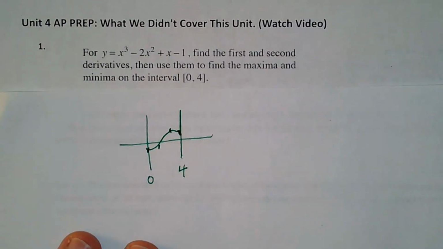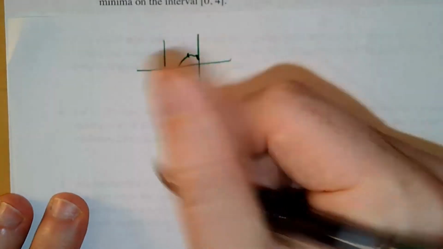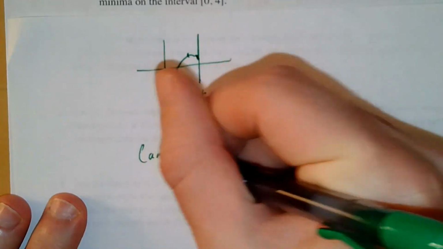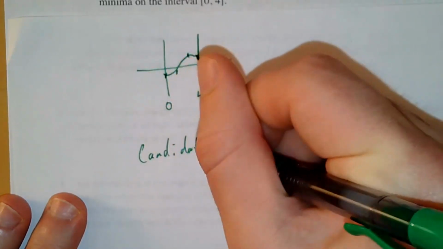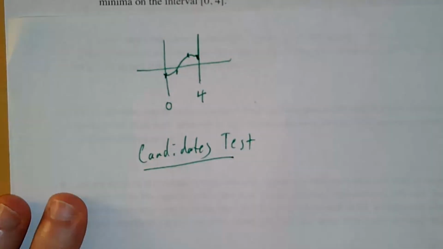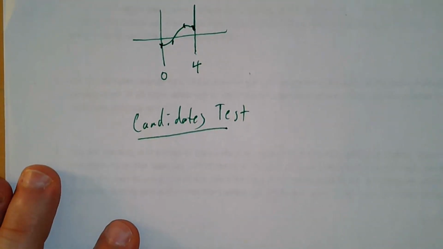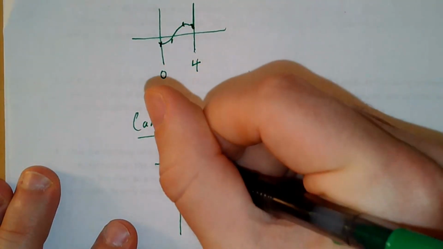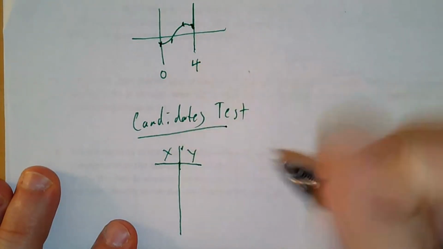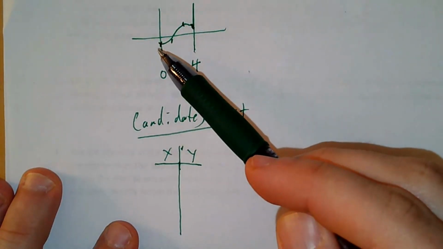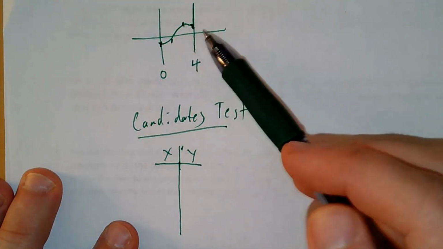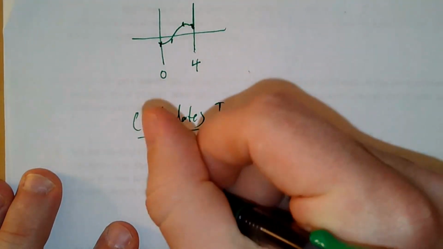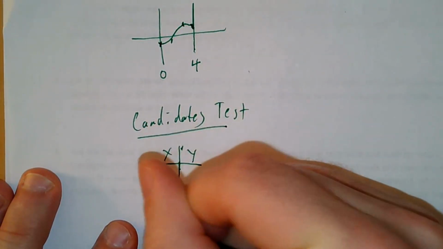To do this, we have to first look at what are called the candidates. This is part of what's called the candidates test. This is the same method you would use to find the absolute max or the absolute minimum. So we look at what our options are, and these are going to be x and y values. The minimum could be at 0, it could be at 4, or it could be somewhere in between.